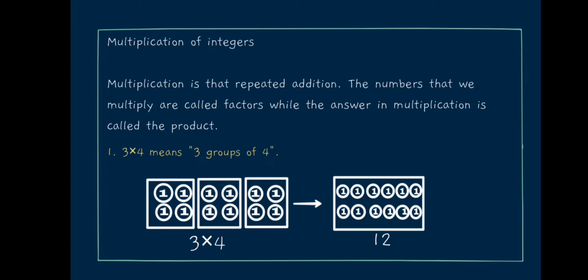Multiplication of integers. Multiplication is repeated addition. The numbers that we multiply are called the factors, while the answer in multiplication is called the product. Example number 1: 3 times 4 means 3 groups of 4. So 3 groups multiplied by 4 is 12. So 3 times 4 is equal to 12.